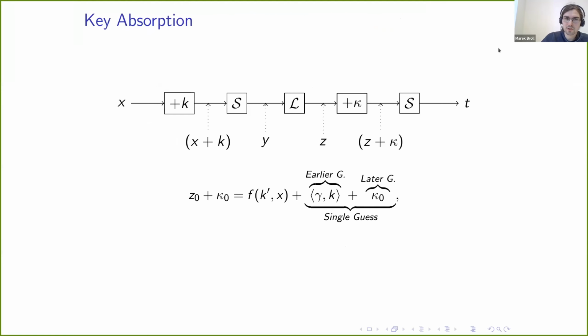Another trick that we've introduced is key absorption. I won't go into details here, but basically it allows us to join certain key guesses in subsequent rounds into a single guess, and then by that reducing the number of guesses in total. For more details, please consult our paper on that.